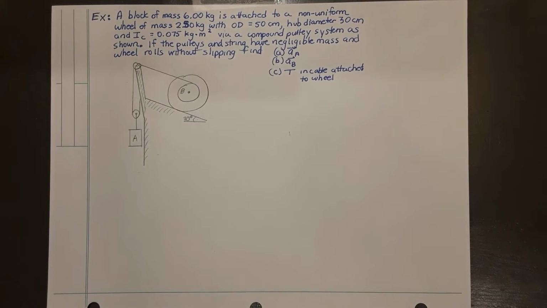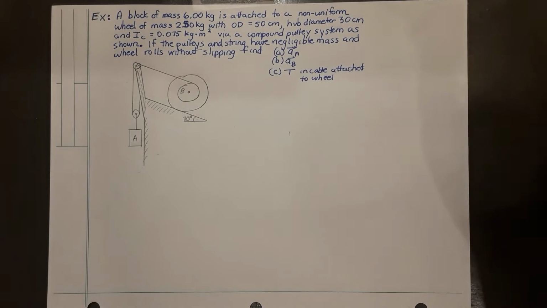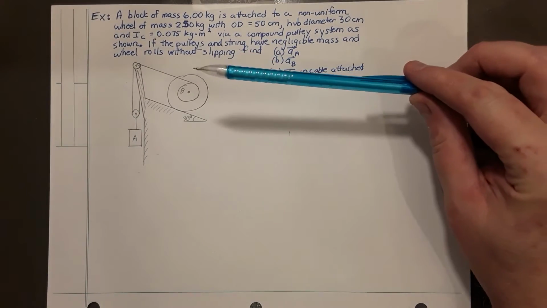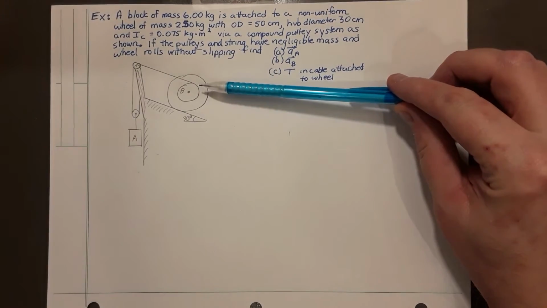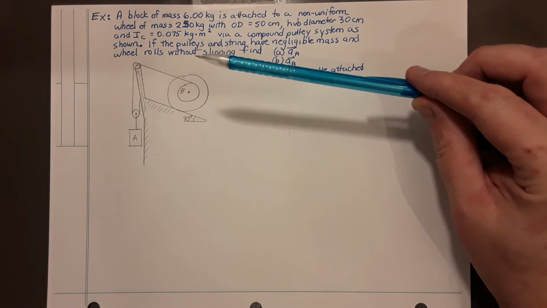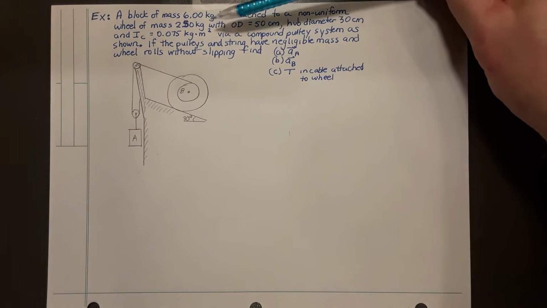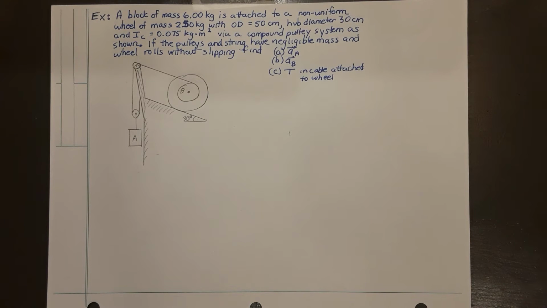This example will illustrate the methods required to use a compound pulley system where there is a rolling wheel on an incline. A block of mass 6 kilograms is attached to a non-uniform wheel that has a hub and is rolling on the edge of the wheel. The wheel has mass 2.5 kilograms with an outside diameter 50 centimeters, hub diameter 30 centimeters, and because it is non-uniform, the moment of inertia is given as 0.075 kilograms square meters.